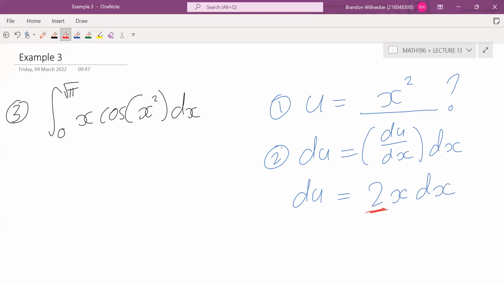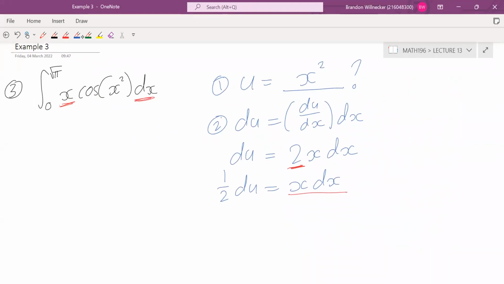Okay, but we've got a bit of a problem here. We've got a 2x dx, but in the original integral, we just have x dx. So what do we need to do? So you can divide by 2 on both sides. Yeah, that's right. So divide by 2 on both sides. So we have 1/2 du is equal to x dx. And that's perfect because that's what we have there. Okay, cool. Step 2 is done.